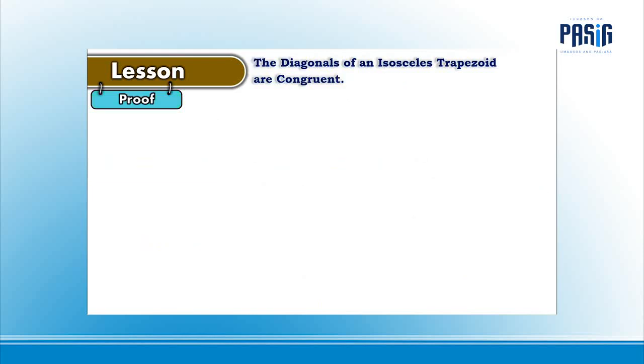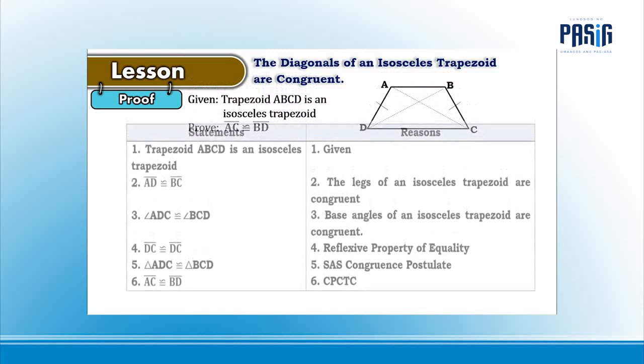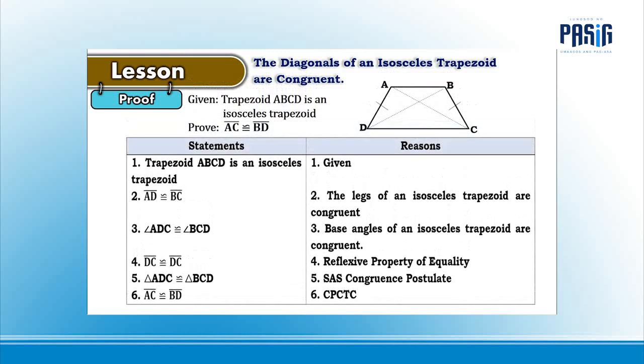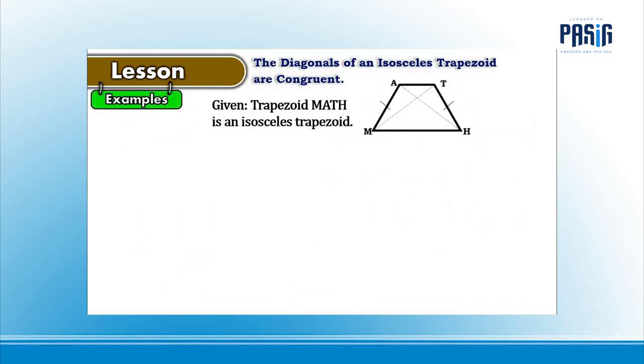The third theorem for isosceles trapezoid is the diagonals of an isosceles trapezoid are congruent. This is the proof for this theorem. Let's solve examples involving the diagonals of an isosceles trapezoid.